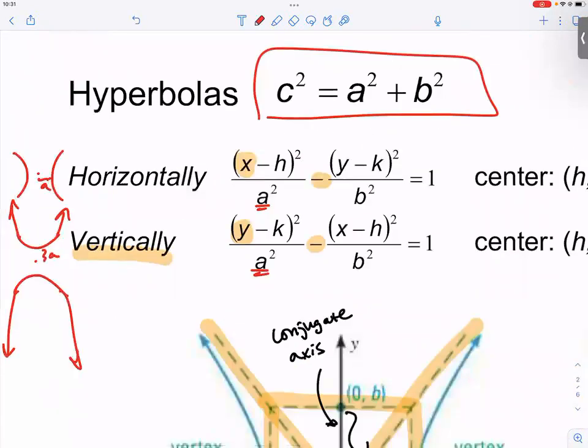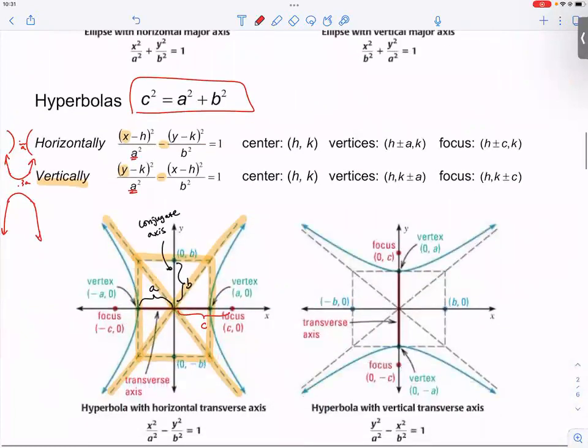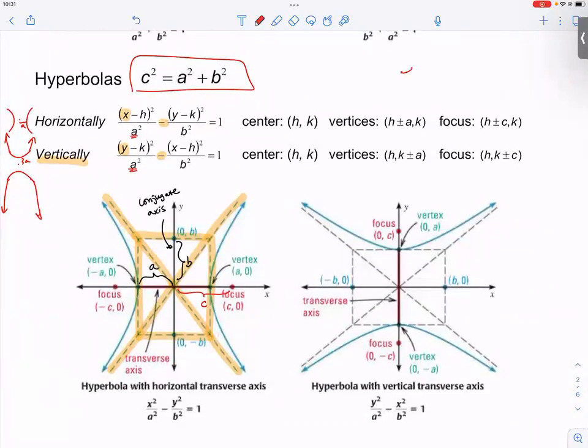Okay. All right. Now, so that's the little summary. I would suggest you to use this page to guide your labeling. It's very important to label things. We still have eccentricity equal to C over A. We still have the length of latus rectum being 2B squared over A. That's the same. That didn't change. Now, we will write down the equations for the asymptotes.